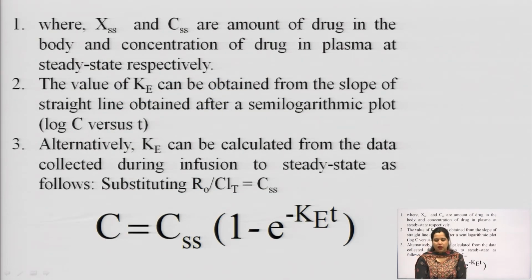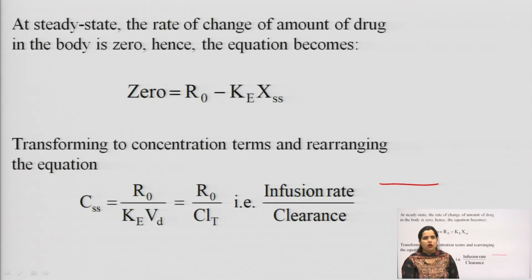So, semi logarithmic plot log C versus T, alternatively K E can be calculated from the data collected during infusion to steady state as follows. Substituting R naught divided by C L T is equal to C S S. That means you are taking the plasma concentration at steady state levels. So, this C S S can be replaced: C S S is equal to infusion rate by clearance.